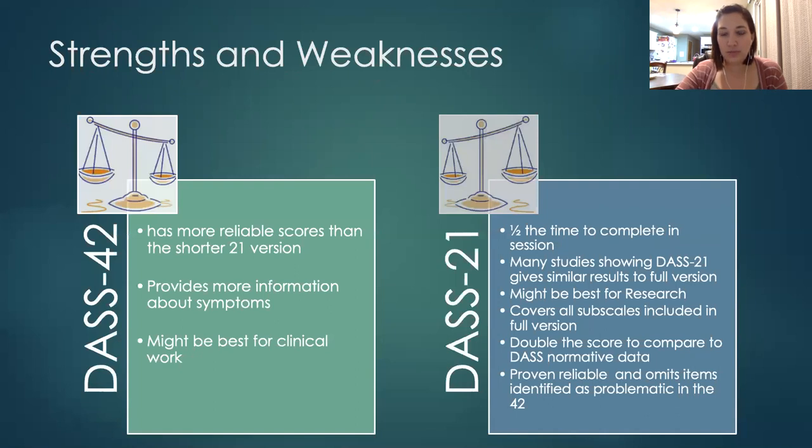To score and compare the DASS 21 to normative data, you would just double the score. It has been proven through many studies that it is reliable and valid as compared to population means. It also has the added benefit of omitting items that have been identified as problematic in the full version.